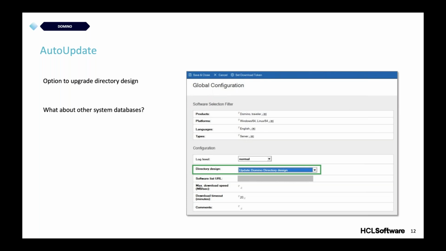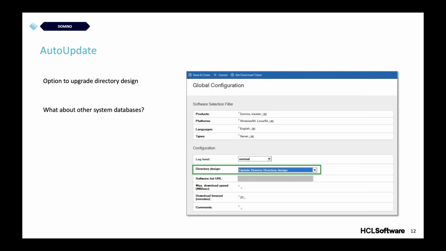And one of the features in the auto upgrade database is to make a choice on whether or not you want the Domino directory design to be updated at the point in time when you upgrade your servers. Now, part of the forum feedback that we've received was, hey, what about all the other system databases? What about other databases that also have received new versions of the template when you upgrade your server? Well, good news is we have you covered.